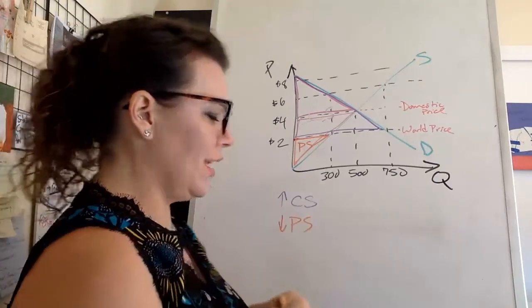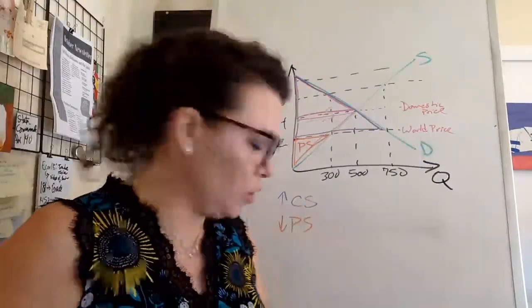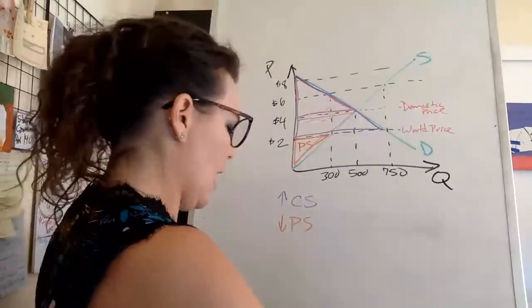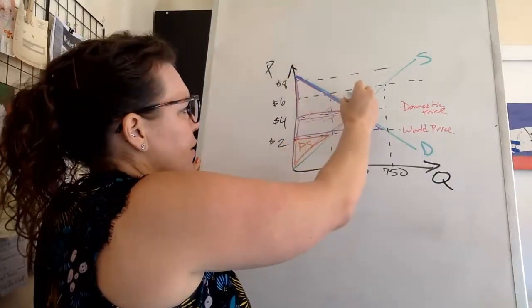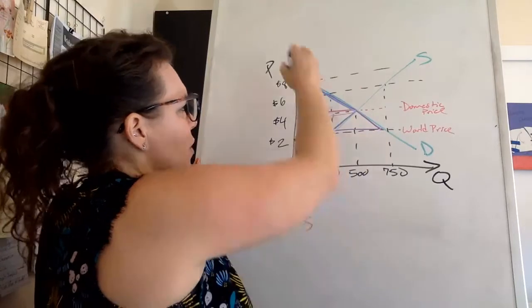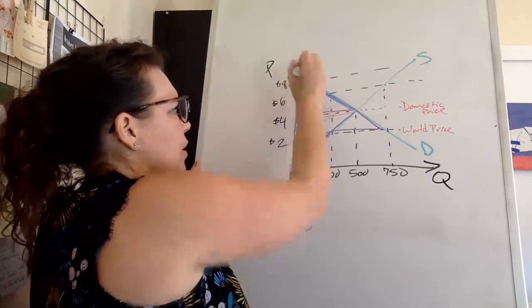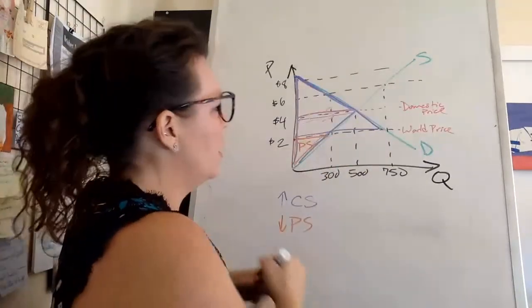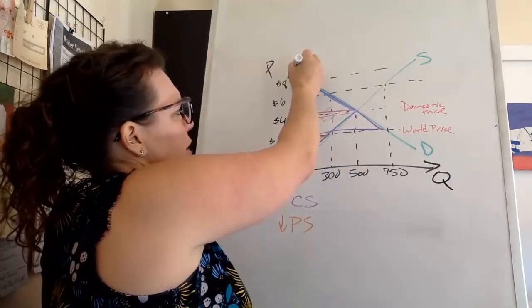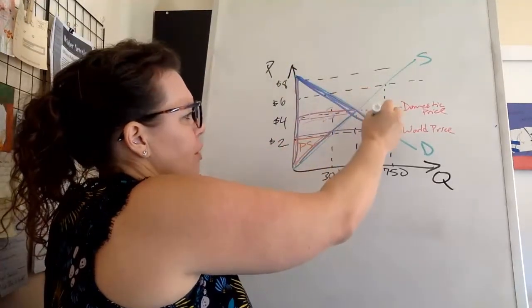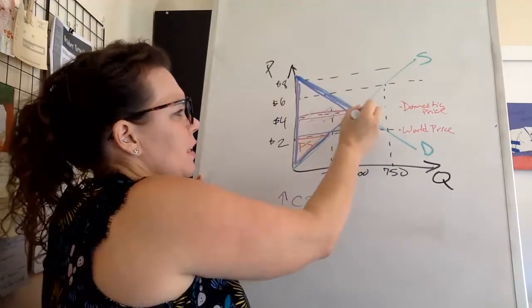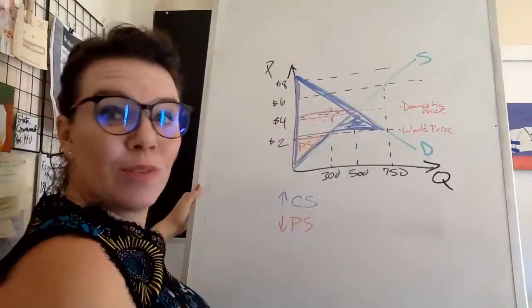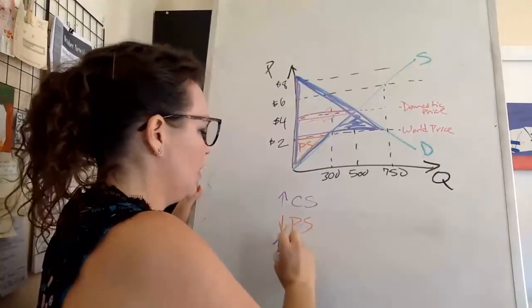If we want to look at the effect on total surplus, we can see how initially total surplus was the area below the demand curve and above the supply curve. But now consumer surplus and producer surplus added together is this much larger area, right? It now includes this area too. Those are the gains from trade. So total surplus goes up.